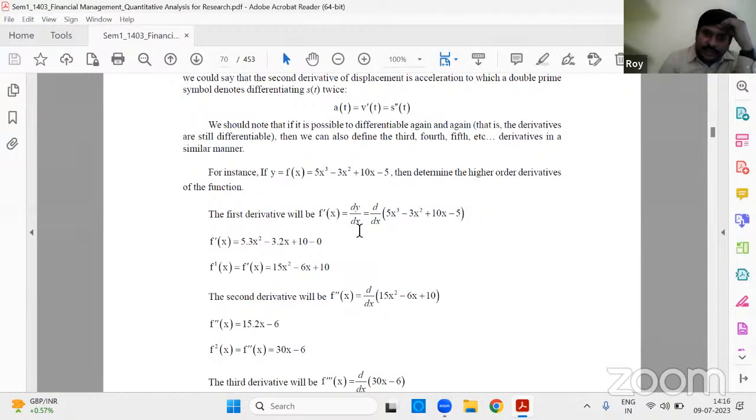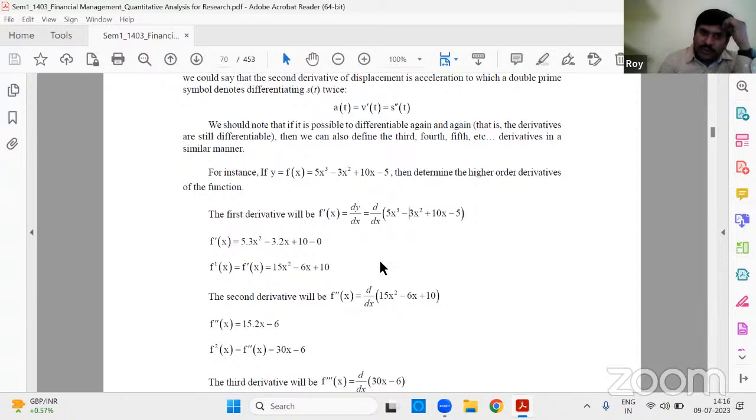First, the derivative of f of x is equal to dy by dx, that is d by dx of this equation. What is the derivative of 5x cube? 3 into 5, x power 3 minus 1. X power n, you need to follow here. And 5 into 3 will come here, 3 minus 1, x square. Again 2 into 3 into x power 2 minus 1, which is x power 1. X will come. 2 into x, whenever the derivative of x is 1, 10 into 1. And the derivative of a constant is always 0. We kept 0.